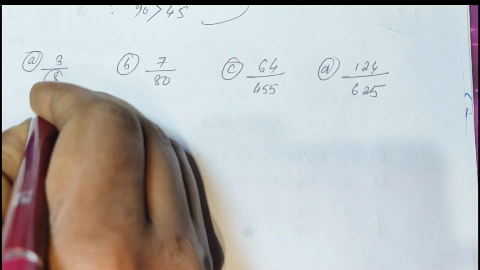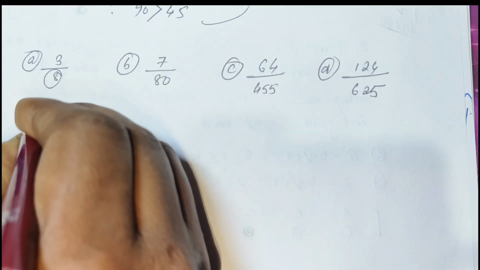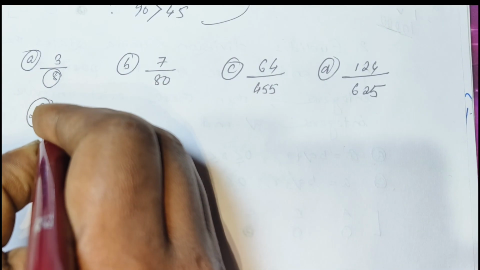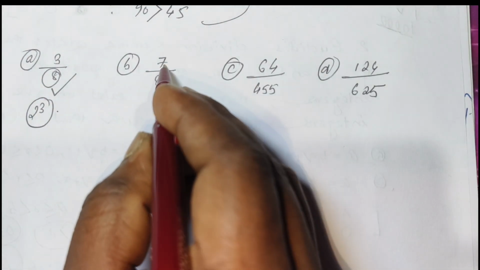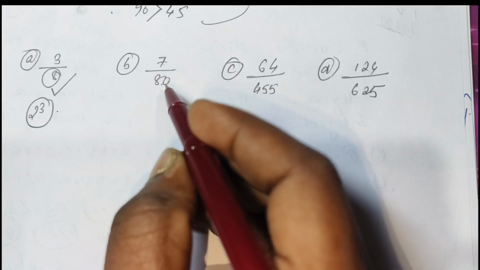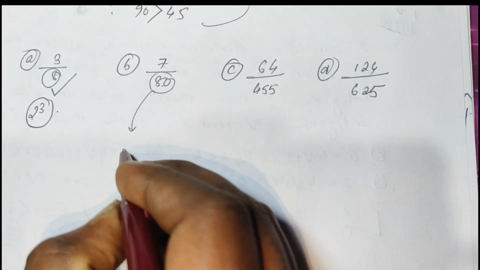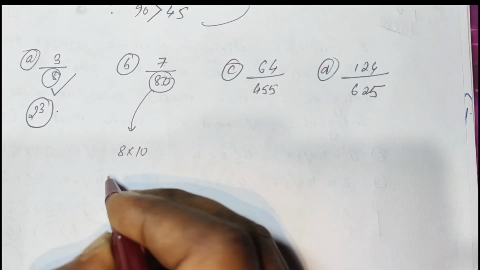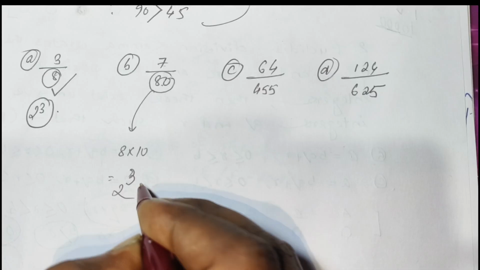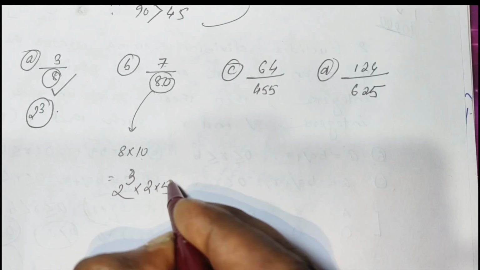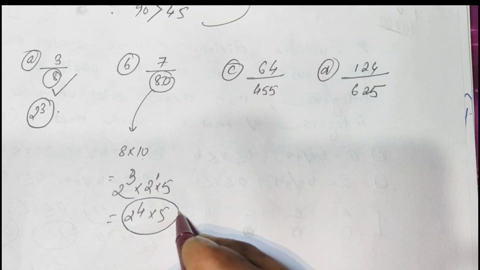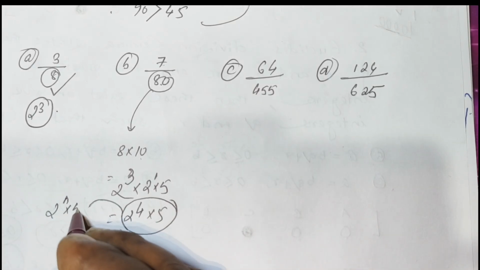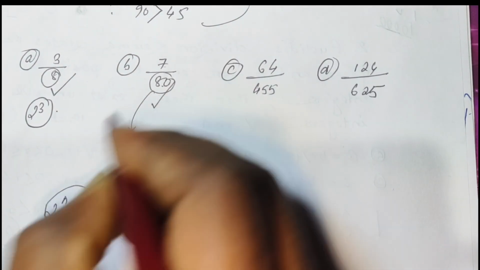Now here in the denominator, we have to look in the denominator. Denominator 8 means 2 cube, and for 2 cube we have to multiply by 5 cube, then it would be terminating. Yes or no? It becomes a multiple of 10. Now 7 by 80, yes or no? Again 7 by 80, 80 means 8 into 10, right? 8 means 2 cube, and 10 means 2 into 5. So 2 to the power 4 into 5. Again it becomes 2 to the power n into 5 to the power m form. Then it would be terminating.